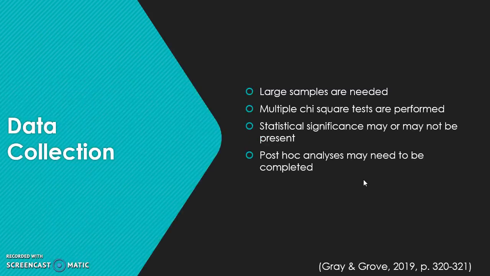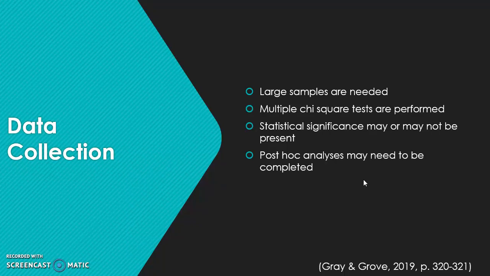So again, I said data collection. Large samples are needed. And again, this is because you do not want to perform a type 2 error. That would mean that, for example, you wouldn't have enough participants, so you would believe that the results were not significant, but in reality they are. You just did not have a big enough sample to prove that.